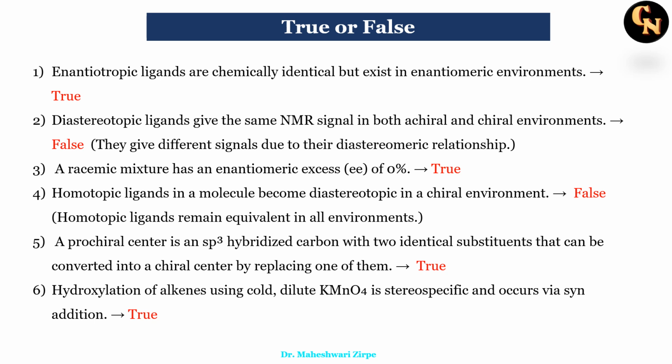Okay, then next is: a prochiral center is an sp3 hybridized carbon with two identical substituents that can be converted into a chiral center by replacing one of them. So this is true, because the definition itself tells you that a prochiral center can be converted into a chiral center by just substituting at least one of the atoms. So if you replace one of the two identical atoms by a different atom, then you will be getting a chiral center. So this is the definition of a prochiral center.